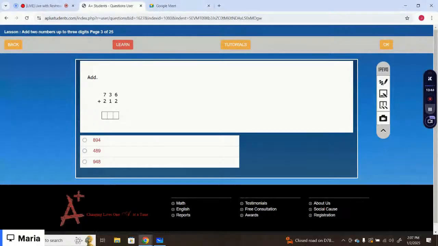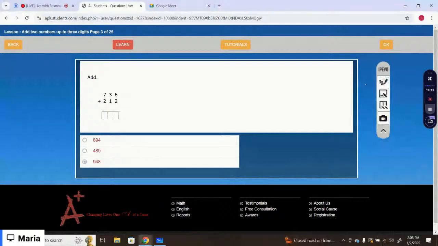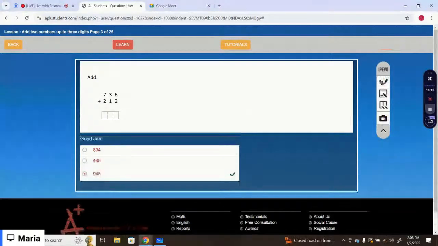736 plus 212, which is the correct option? So start adding from the ones digit. 6 and 2 makes 8. Yes, very good. That is option number 3. 948 is the correct option.